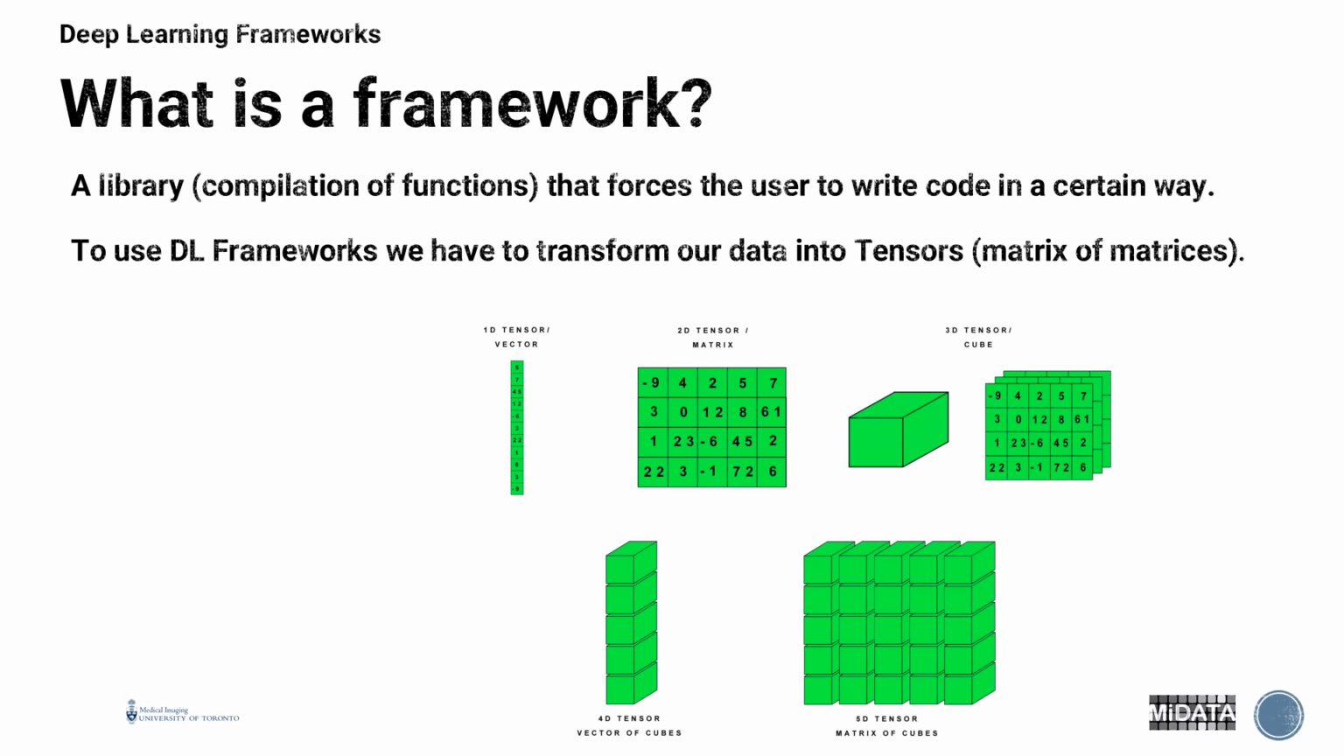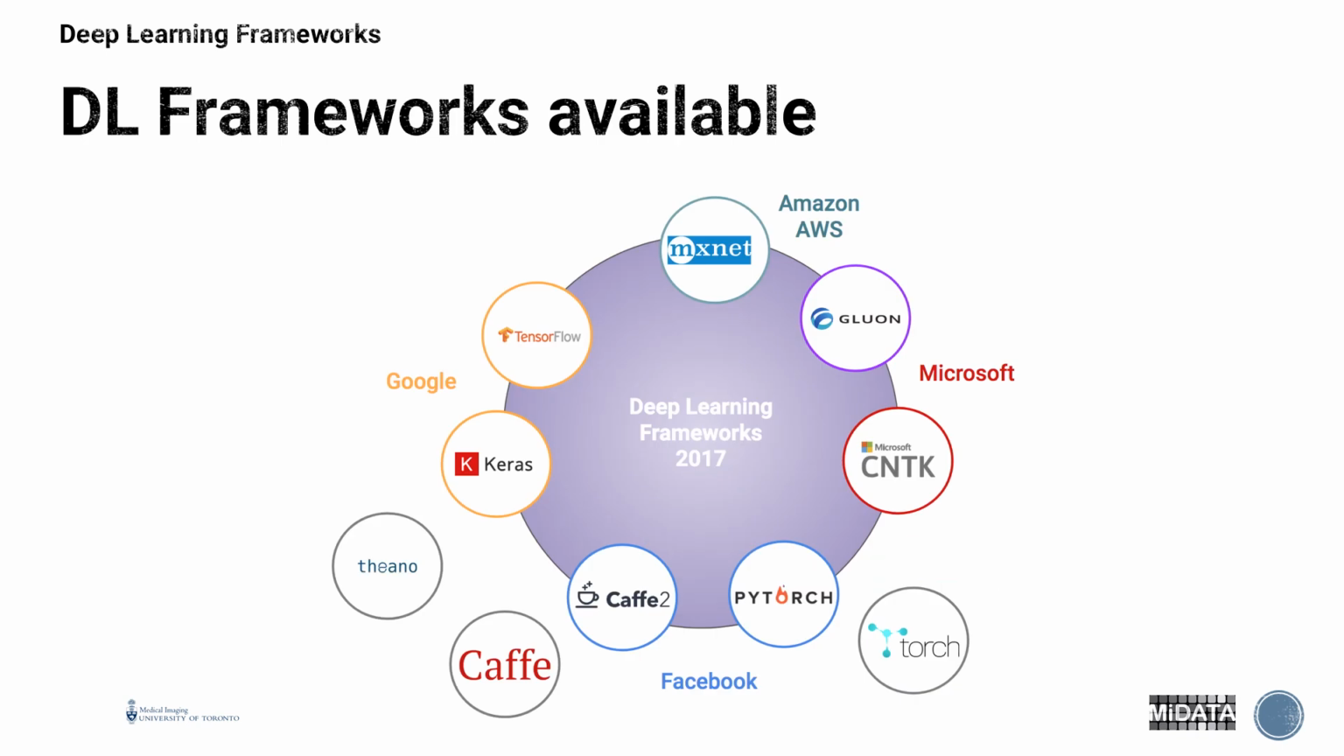Now, in order to use this deep learning framework, you have to first transform all of your data into what's called tensors, which is a math term, and it's a matrix of matrices. You'll also recognize tensor because of the framework from Google that's called TensorFlow. So you can kind of consider frameworks as flavors, if you wish. They're machine learning coding flavors.